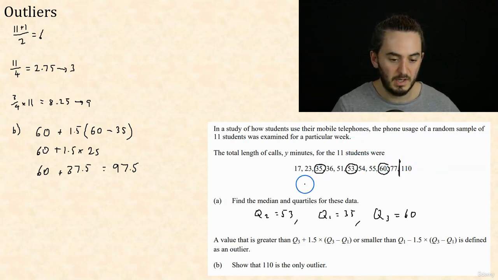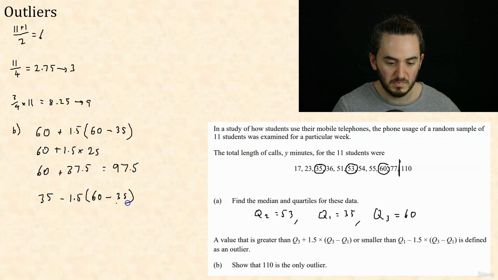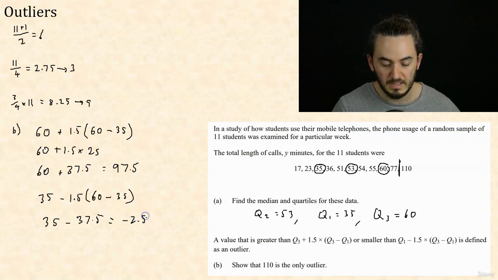We've got to check out the lower end though as well. So at the lower end, we take the lower quartile minus 1.5 lots of the interquartile range. So that's 35 minus 37.5, which is minus 2.5. And there is nothing less than that, because negative 2.5 is down here, so no outliers at the lower end.